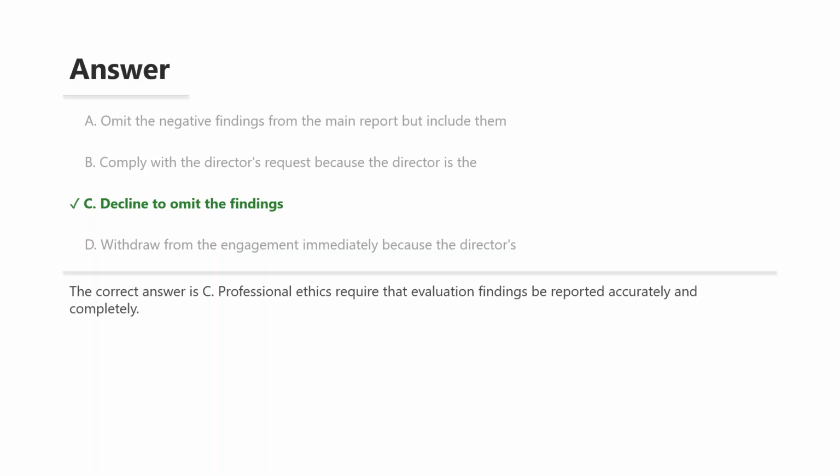Option A creates a deceptive document by hiding findings from stakeholders who have a right to see them. Option B incorrectly defines the consultant's obligation as serving whatever the client requests rather than maintaining professional standards. Option D is an overreaction because the appropriate first step is to address the ethical concern directly with the client rather than immediately withdrawing.